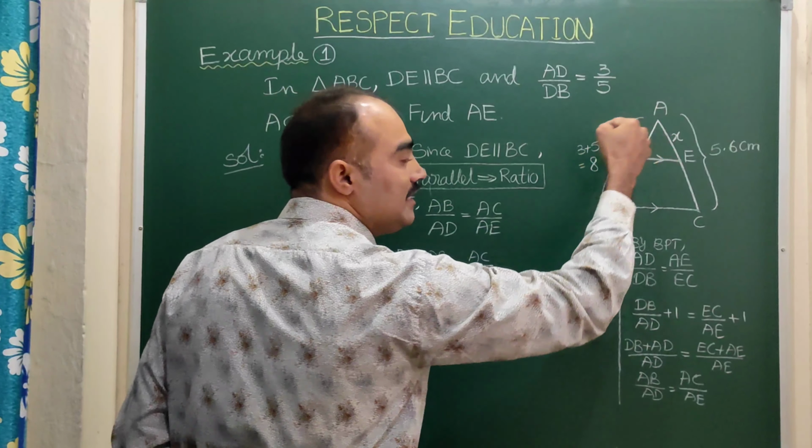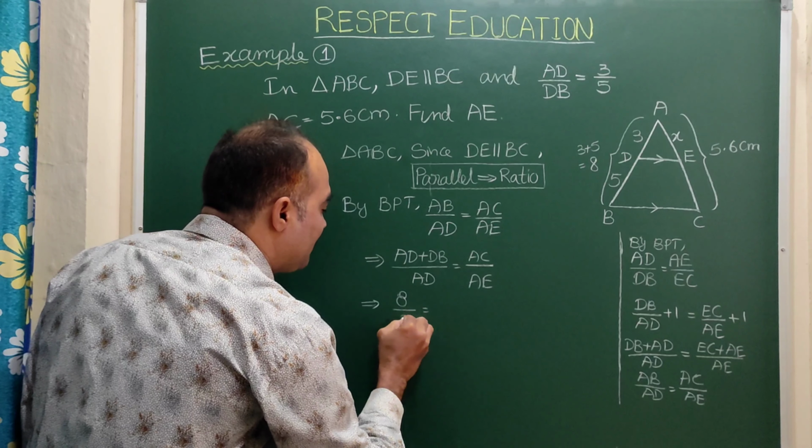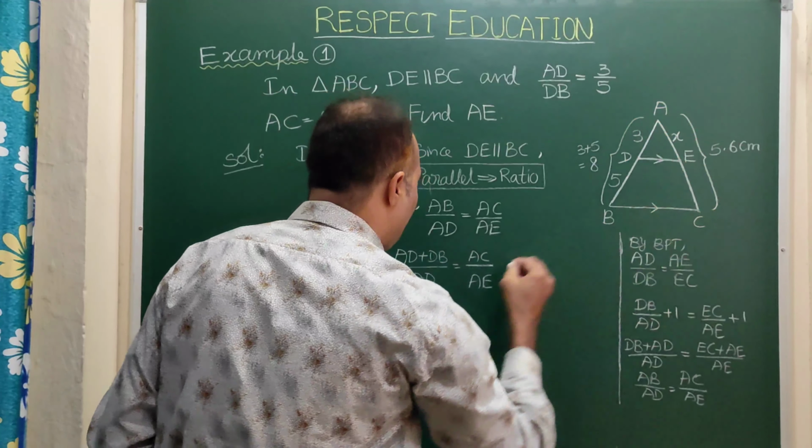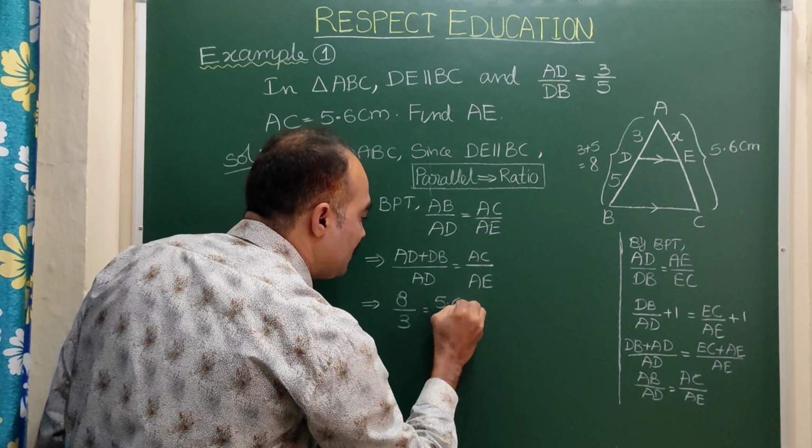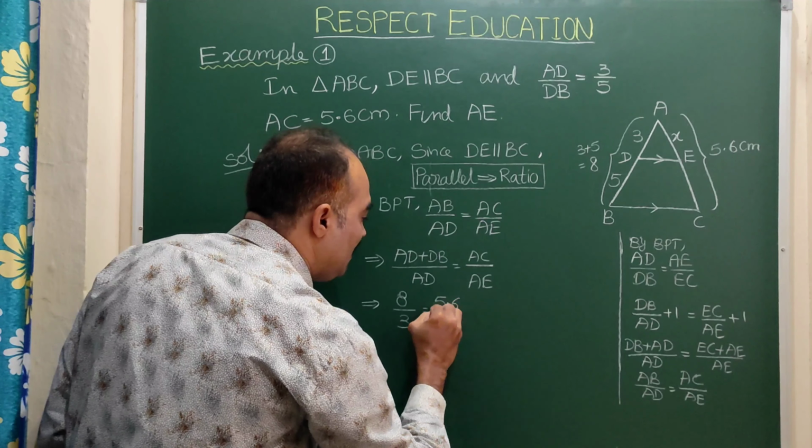AD is already given, that is 3. So 8 by 3 is equal to AC is 5.6 by AE. Here I am taking AE as X. Either you take X or let us maintain AE as it is, no problem. So here you can write either X or AE. I am writing X so as not to confuse you.